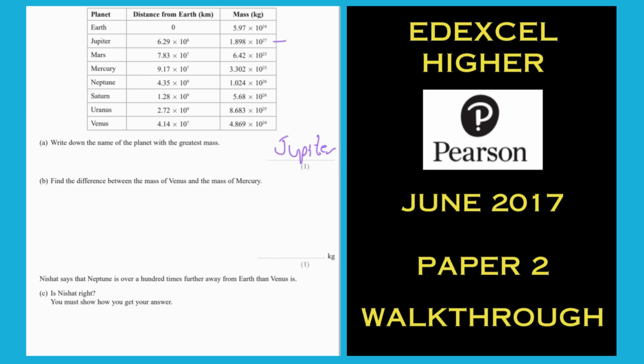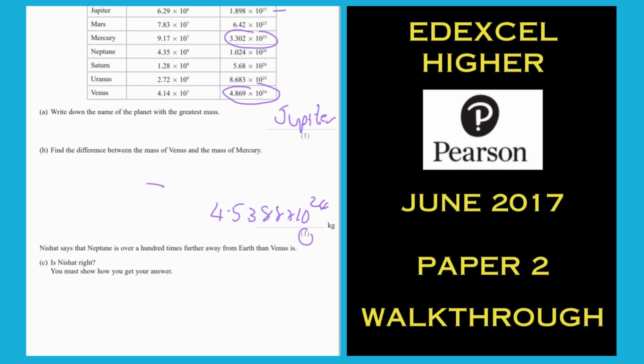Find the difference. Well, you've got a calculator. Difference means subtract the masses of Venus. So Venus, take away Mercury. Always do biggest, take away smallest. And your calc should say 4 point something. It's only worth 1 mark. That's why you do it all in your calc. 4.5388 times 10 to the 24.